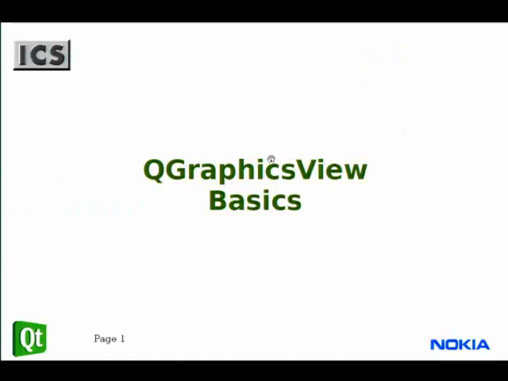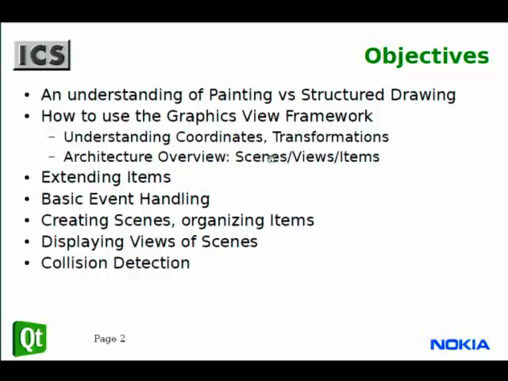So, now we're going to talk about graphics view. In this course, we'll give you an overview of differences between, say, a low-level painting API and a structured drawing API. We'll show you how to use the graphics view framework. We'll give you an overview of the architecture. What are the main components of this API? Scenes, views, items. We'll talk about coordinate systems and transformations and how they can be used. We'll show you how to extend graphics items.